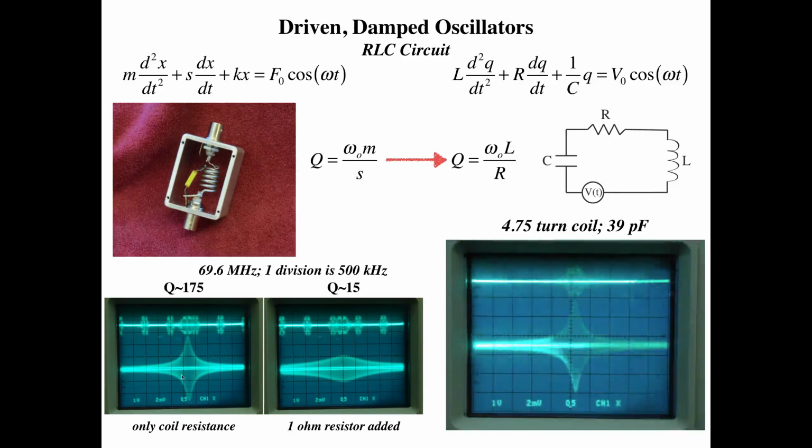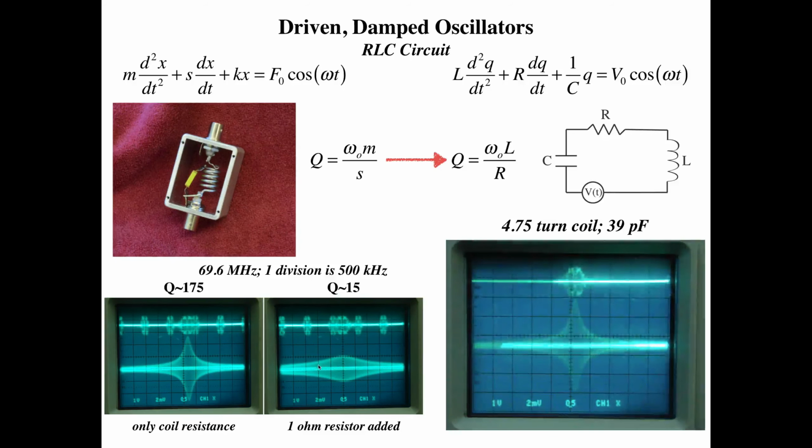If the only resistance is due to the coil of the wire and the leads, that is what we have on the left. And we have a Q of about 175, 69.6 megahertz divided by the width of this resonance curve. We then took this same circuit, broke it at this point, and added a simple 1 ohm resistor, just to illustrate the effect of resistance here.